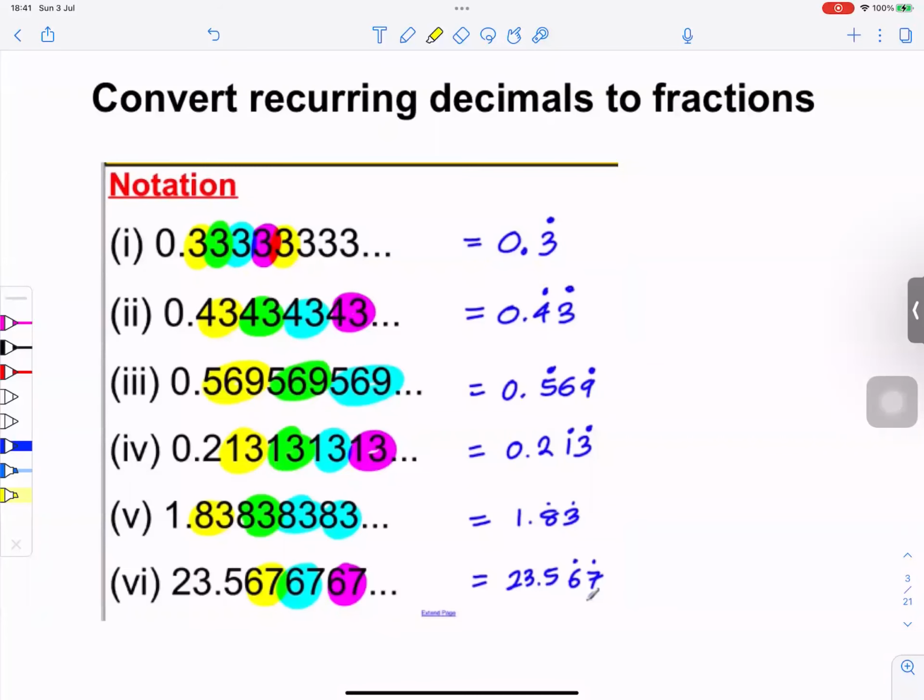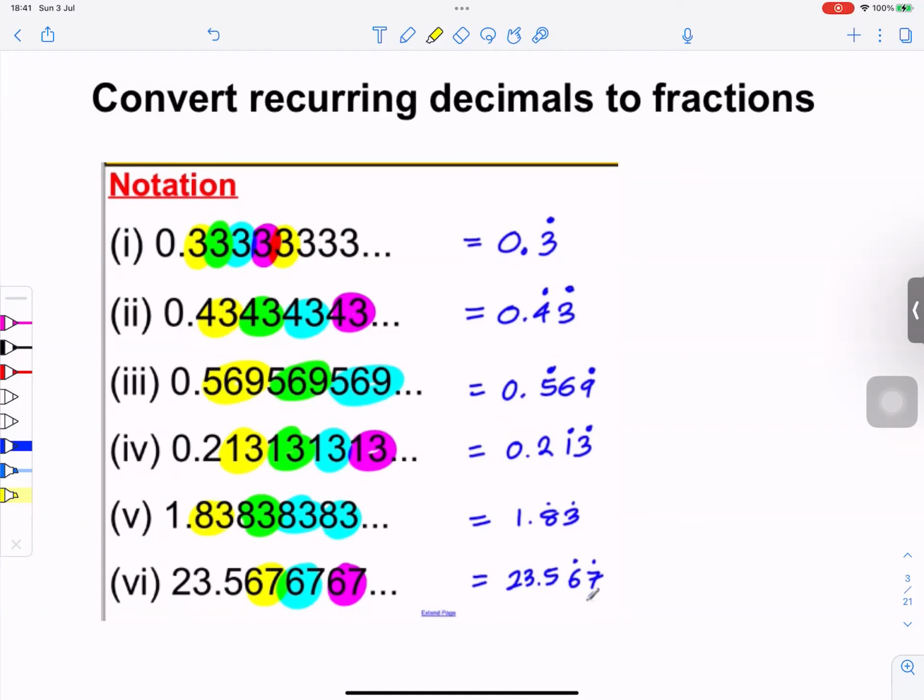Curry. The number three is recurring, so we put the dot on top of three only. Yeah. Okay, explain number two. Number two, since four and three are recurring, we put a dot on top of both of them. Okay.